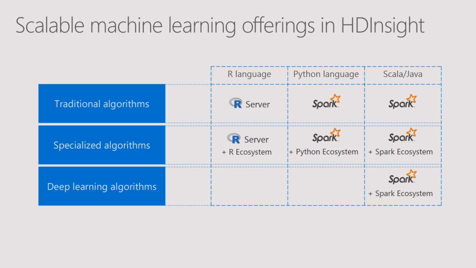And when we are talking about more specialized algorithms, something that is not available out of the box, certainly the capabilities of R Server to parallelize arbitrary R code, and similar capabilities in Spark to parallelize arbitrary Python code, give you access to the ecosystem of machine learning algorithms available in the wild, and you can bring them in according to your needs. And finally, for deep learning algorithms, with the arrival of GPU-enabled virtual machines, Spark provides a very simple to use platform to run these algorithms as well.